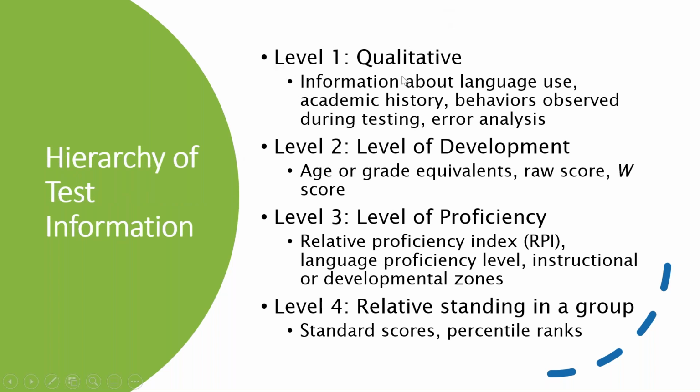So we do have level one, which is the qualitative. That encompasses what I just showed you about the information that can be collected about students' language use and their academic history. It also includes taking good notes around behaviors that were observed during the testing, keeping track of various types of errors that are made so that you can go back and conduct an error analysis later to get a better understanding of the learner or where that struggle is. So there's a lot of opportunity to pull in qualitative information.